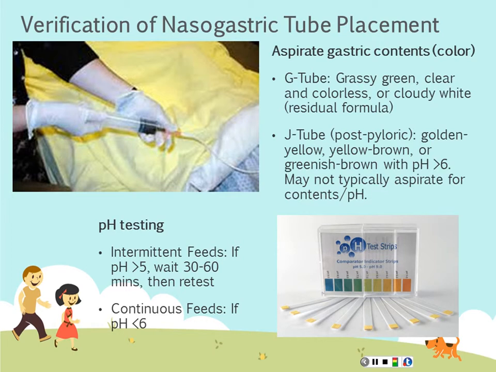So most facilities have in their policy that you can check by x-ray, you can check by assessing where the tube is placed, and you can check by gastric contents for color and or pH. So you really want to look at their policy and see which are acceptable methods for that facility.